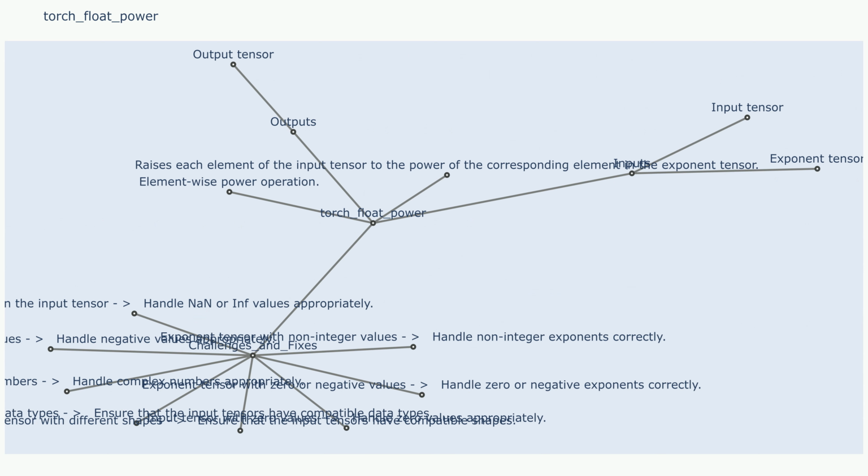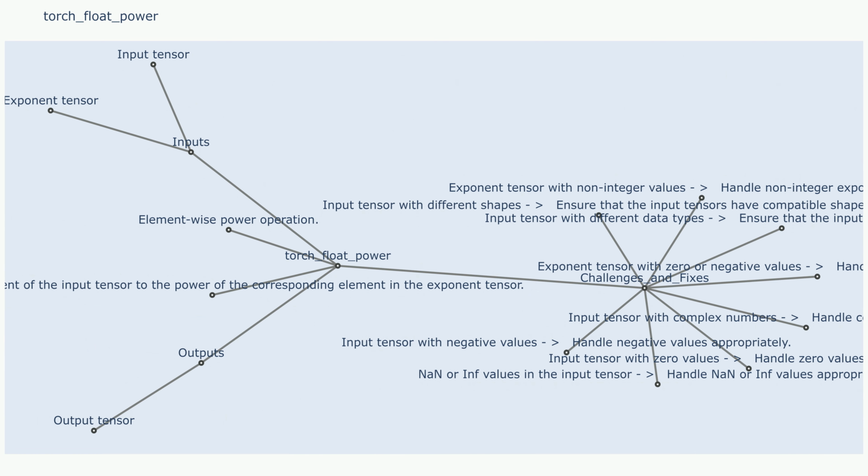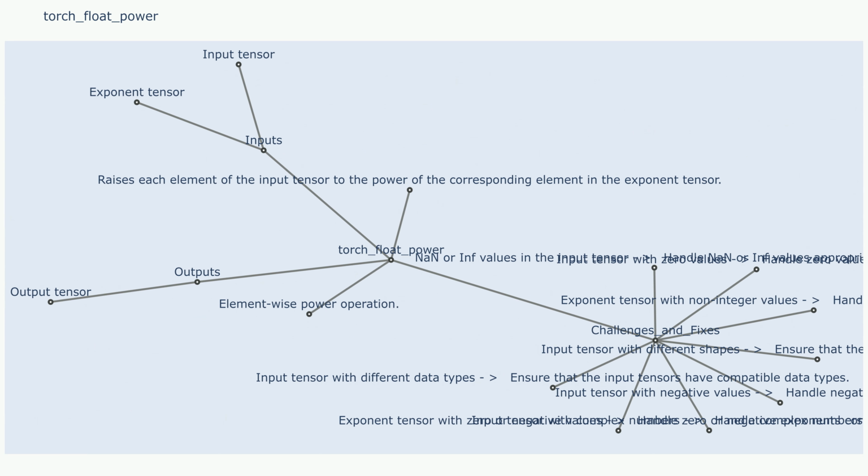Inputs. Input 1: a PyTorch tensor, representing the base for the power operation. Input 2: another PyTorch tensor of the same size as the first tensor, or a scalar. This input defines the exponents for each element in the base tensor. Outputs. Output 1: a PyTorch tensor of the same size as the input tensors, containing the element-wise results of the power operation.